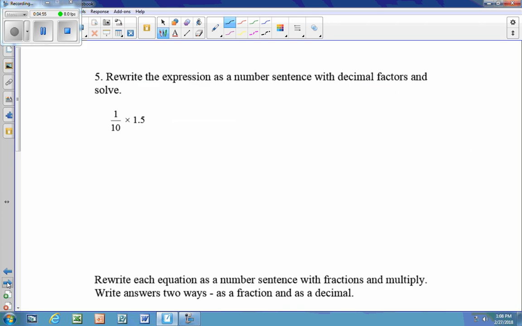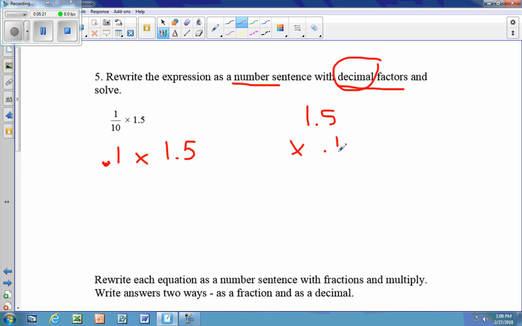Next, it says to rewrite the expression as a number sentence with decimal factors. So it has to be decimals this time, and solve. So 1/10 becomes 1/10 times 1 and 5/10. But it says that it needs to be decimals, so I need to make sure that it stays as decimals. So I'm going to rewrite this 1 and 5/10 times 1/10. And now I'm just going to multiply. And just like we had learned, we jump 1, we jump 2. So I jump 1, 2, and that's where my decimal is.